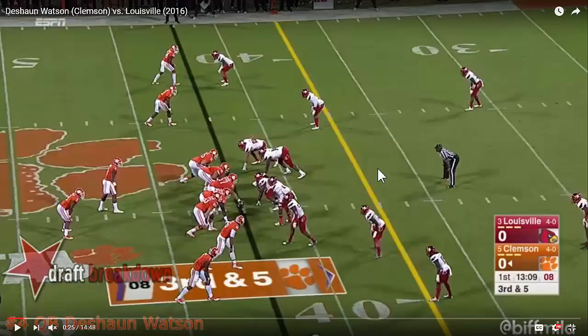And then I look at the coverage. First thing I look at is the safeties. You have two high safeties, and where are they located? They're each located outside shade of these slot receivers, which usually means that they are playing a form of man coverage. They have man responsibility over these guys deep if they go deep. So I know that right away.